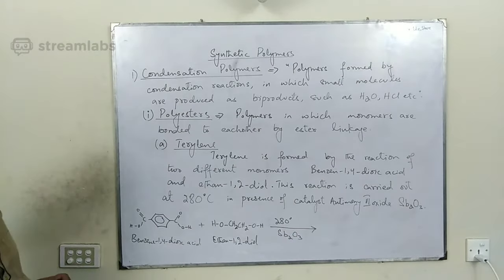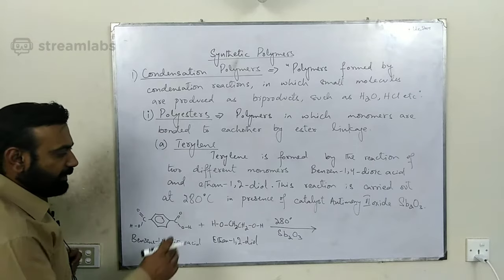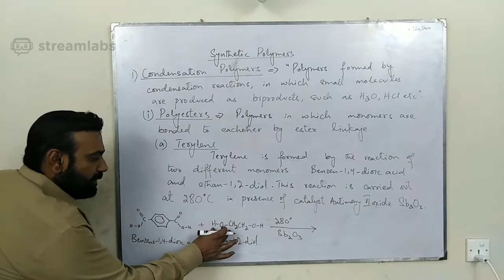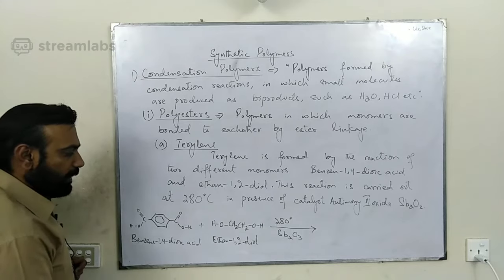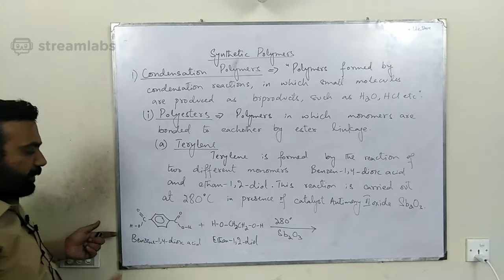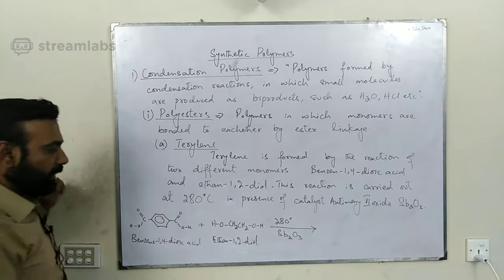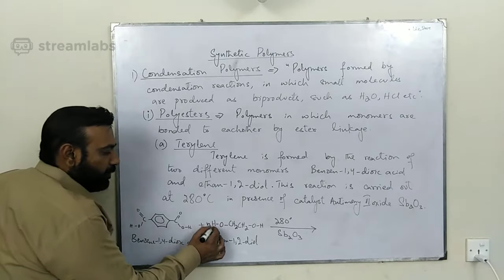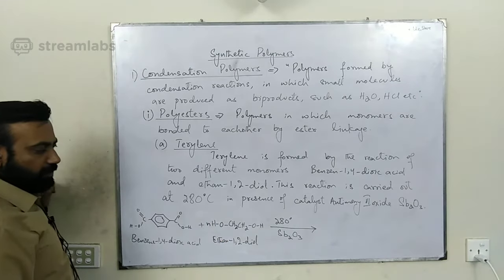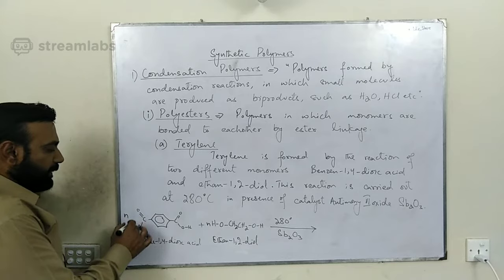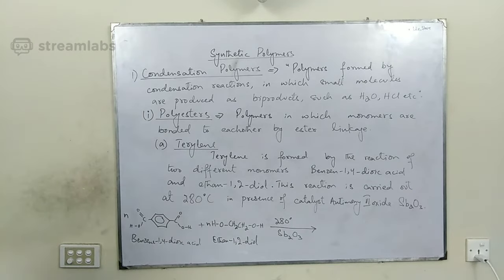Now this is a polymerization reaction. That means there are many molecules of ethane 1,2-diol and there are going to be many molecules of benzene 1,4-dioic acid. Let us say there are n number of molecules of this diol and n number of molecules of this dioic acid.